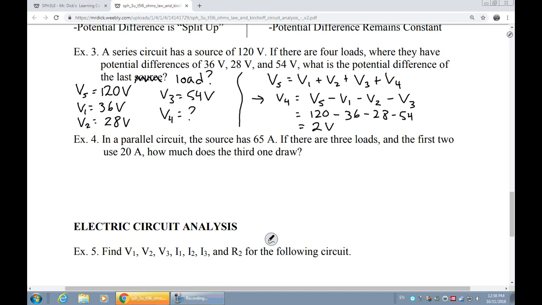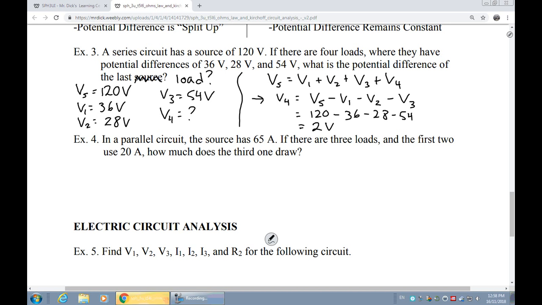Now let's see if we can use his law about current to help us with a parallel situation. So let's say in a parallel circuit, we know that the source has 65 amps of current flowing through it. And let's say that there are 3 loads, and the first 2 each use 20 amps. Let's see if we can figure out how much the third one's going to draw.